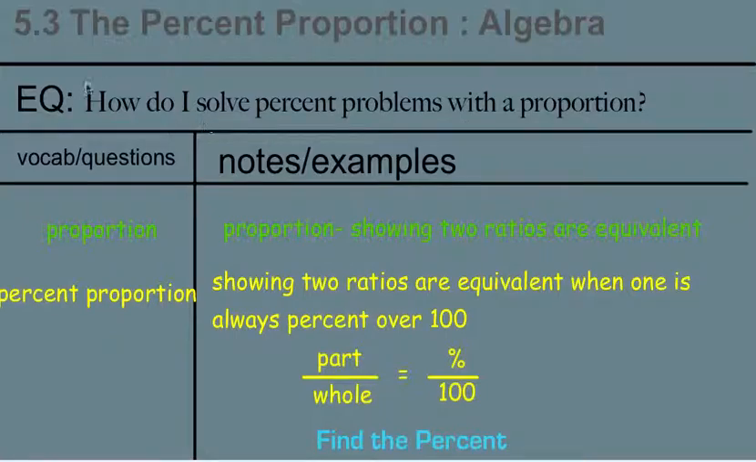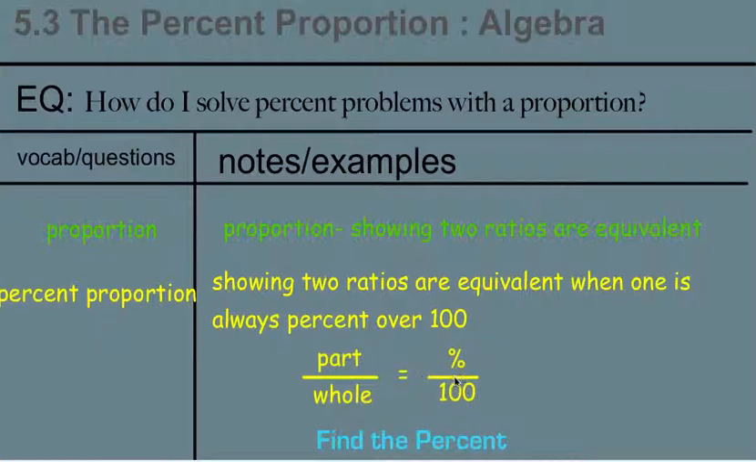All right, how do I solve a percent problem with a proportion? A few things we have to remember. Remember that proportions are showing that two ratios are equivalent. What's a ratio? Fancy word for fraction. And what's equivalent? Equal to. So I want to show that two fractions are equal to each other or the same as each other. Percent proportion just means that one of the fractions that we're solving for is a percent over 100.